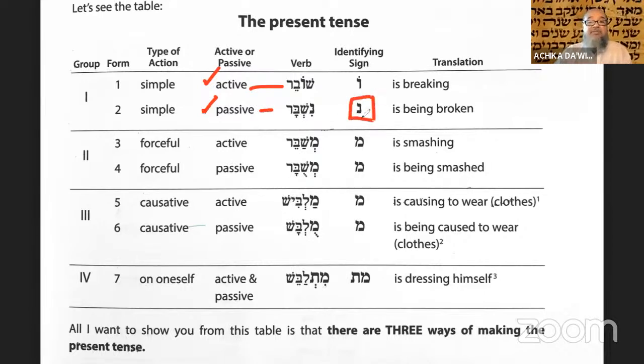The second identifying sign is this noon. But we know that we've seen this noon a lot. We saw it in the past tense, okay? And it's generally going to be associated with a passive. So the first one is active, and here's the passive. Those are the identifying marks of a past tense, active and passive. We also see that this letter noon represents a group of people.